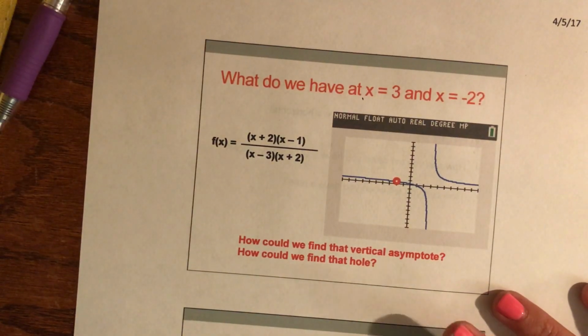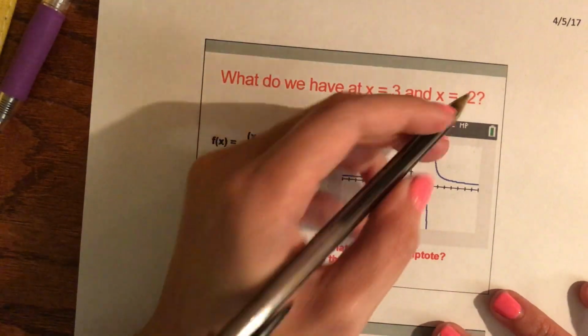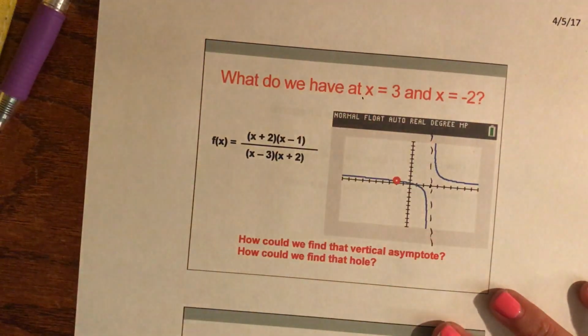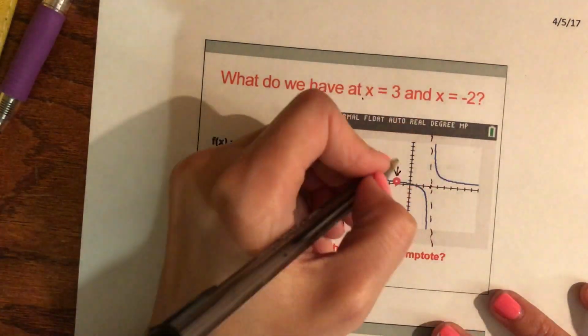Okay, so you can pause the video and take a minute to think about it, but at x equals 3, that's right here, we have a vertical asymptote. Okay. At x equals -2, what do you notice? Right, we've got a hole.